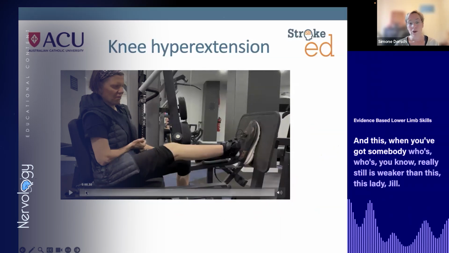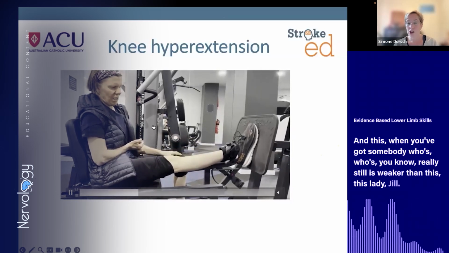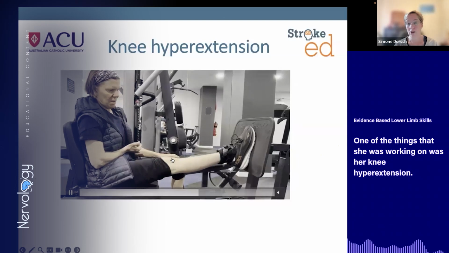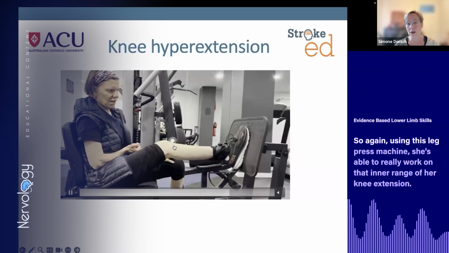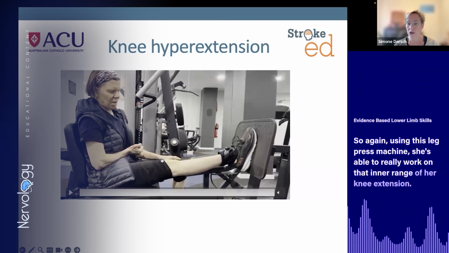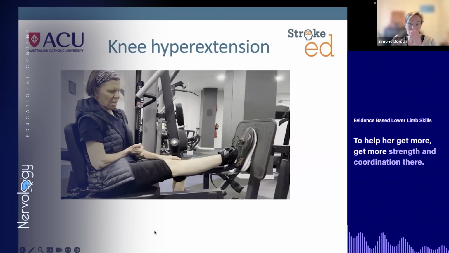And when you've got somebody who is still really weak, like this lady, Jill, one of the things she was working on was her knee hyperextension. So again, using this leg press machine, she's able to really work on that inner range of her knee extension to help her get more strength and coordination there.